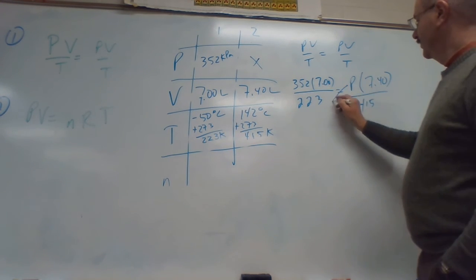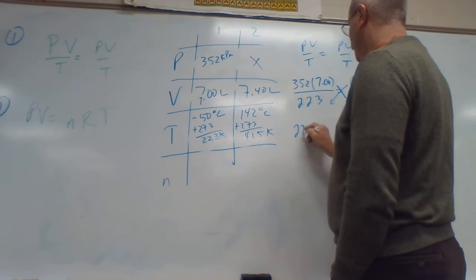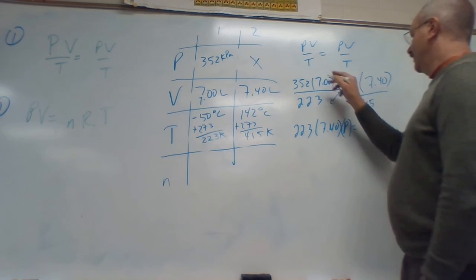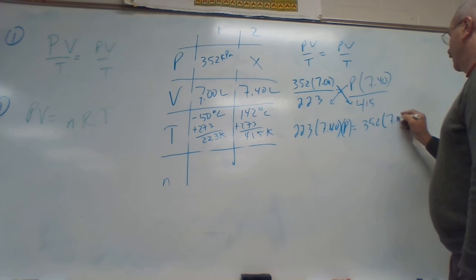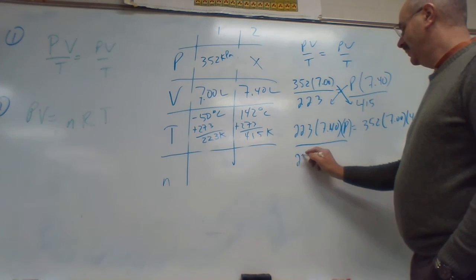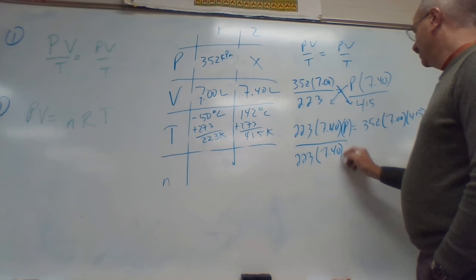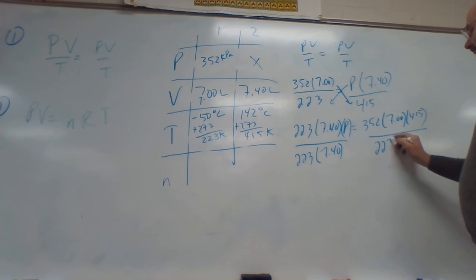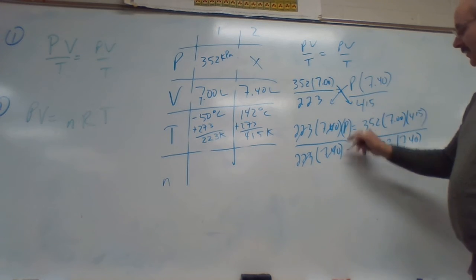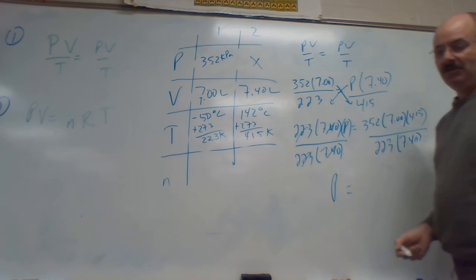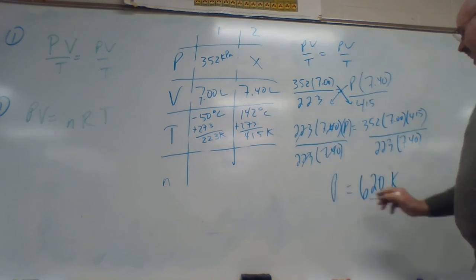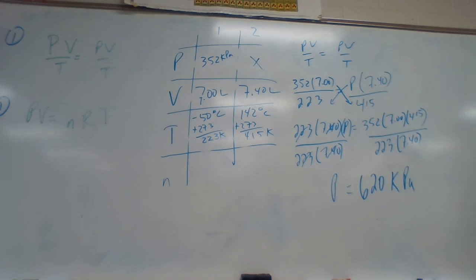All right, from there, cross multiply. So we're going to go this times that. So we've got 223 times 7.40 times P equals the other direction, 352 times 7.00 times 415. From there, we have to get P by itself, so we divide by 223 times 7.40. We divide the same thing on this side, 223 and 7.40. That gets rid of that and leaves me with the pressure. If you multiply this out, you're going to get an answer of 620. We're looking at pressure, and our pressure unit was kPa, so 620 kilopascals is the answer.